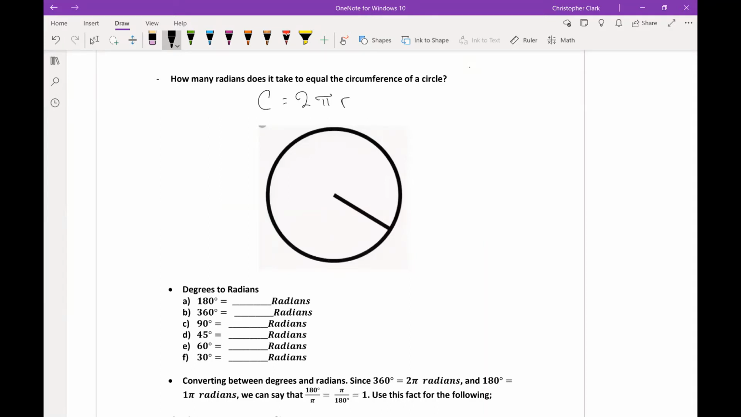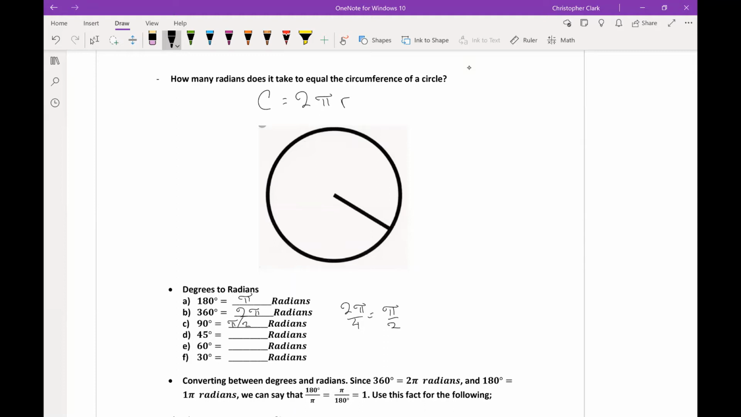180 is half of a rotation in degrees, so that means it's going to be half of a rotation in radians. So 2 pi divided by 2 is just going to give you pi radians. 360 is a full rotation, and as we determined earlier, a full rotation is equal to 2 pi. 90 degrees, if we remember from earlier, was a quarter rotation, so this is going to be 2 pi divided by 4, which is equal to pi over 2.